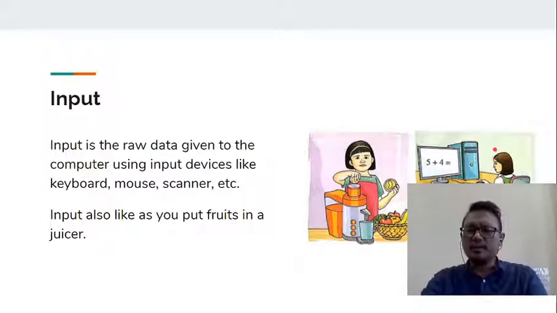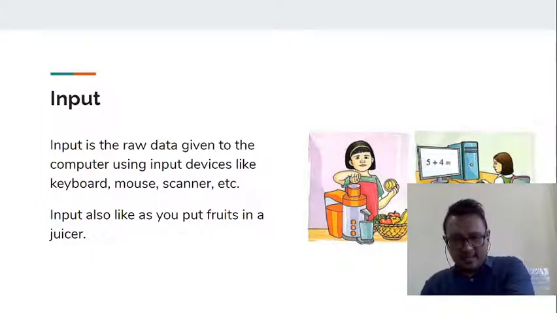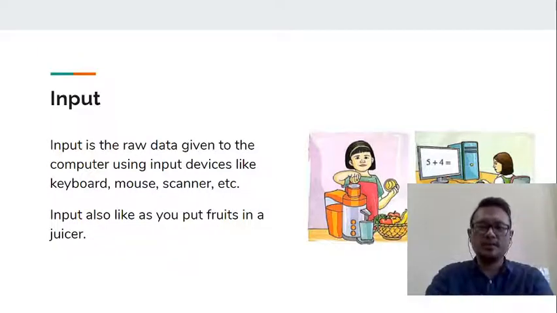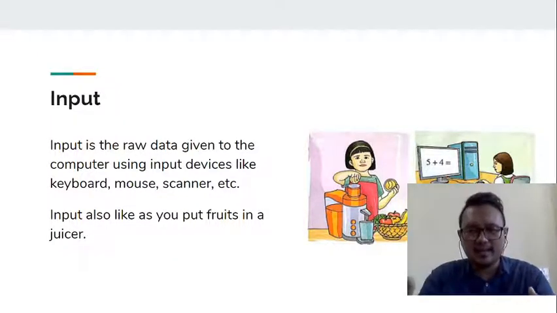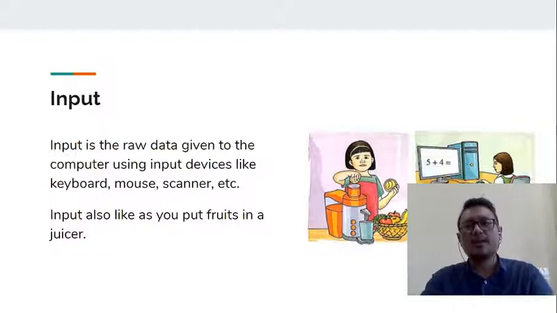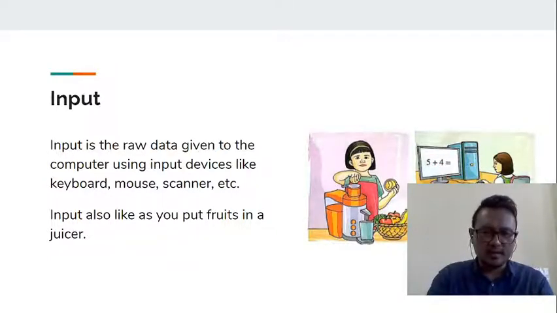So what do you mean the input? The input is she's typing 5 plus 4. That data is given to CPU, and then CPU will process it later. But she's typing using mouse or keyboard this data 5 plus 4. Send it to computer. Okay, go into computer.